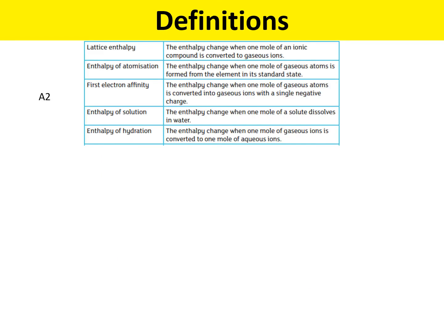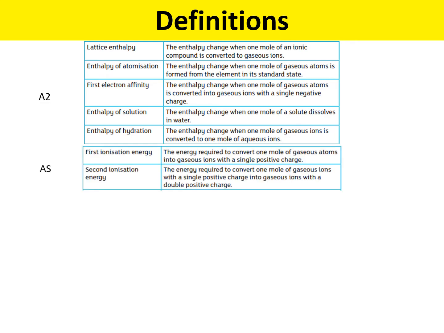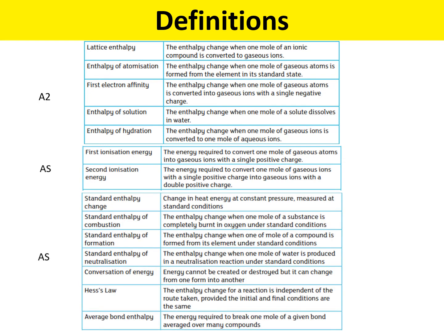These are the new definitions that we will meet in this topic. However, we will meet definitions that we met at AS level. The first set of definitions from AS level were our ionization energies, which we met in Unit 1. And then in our enthalpy topic in Unit 2, where we looked at enthalpies of formation and standard enthalpy changes and also Hess's law.